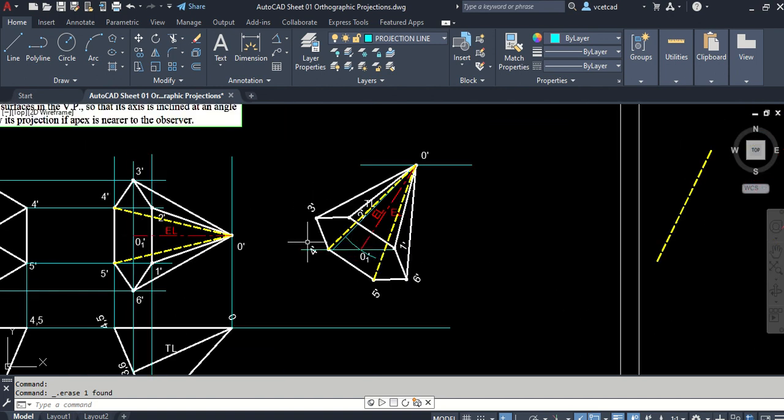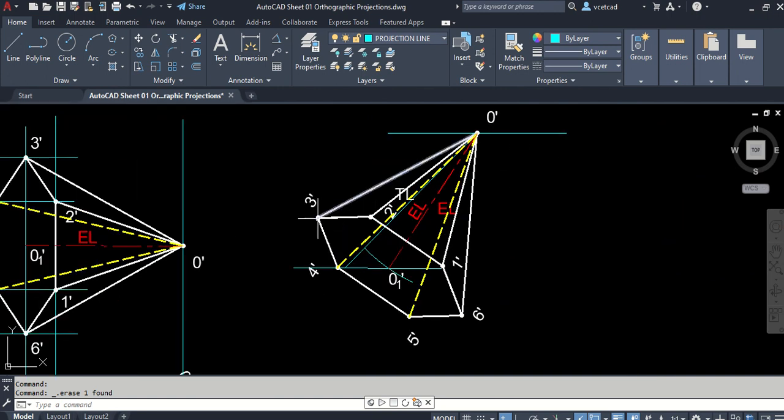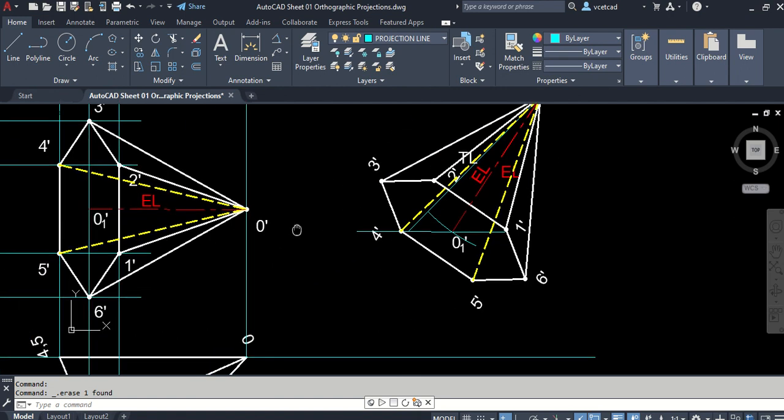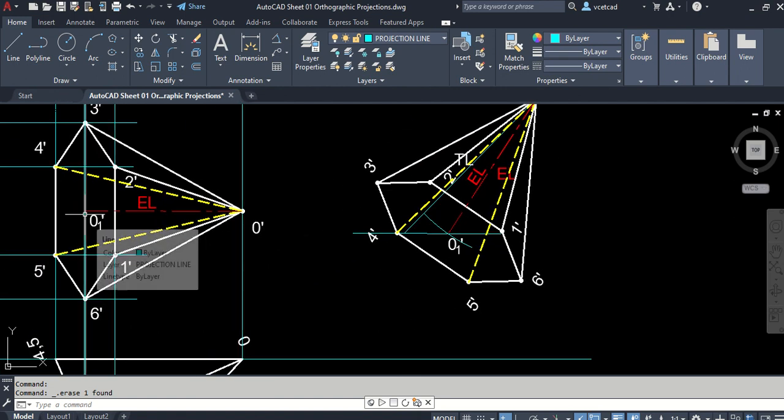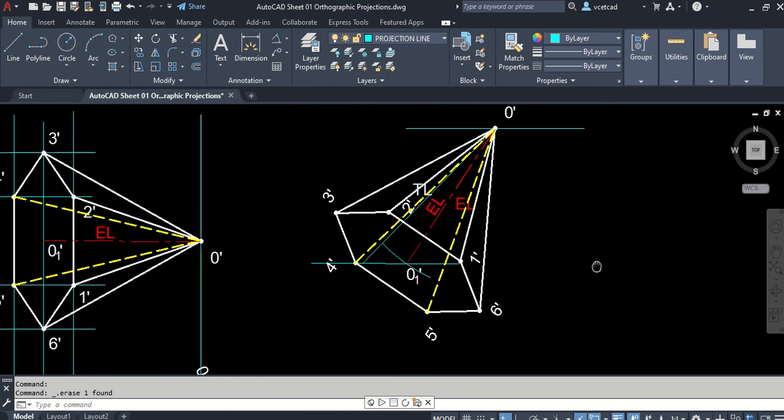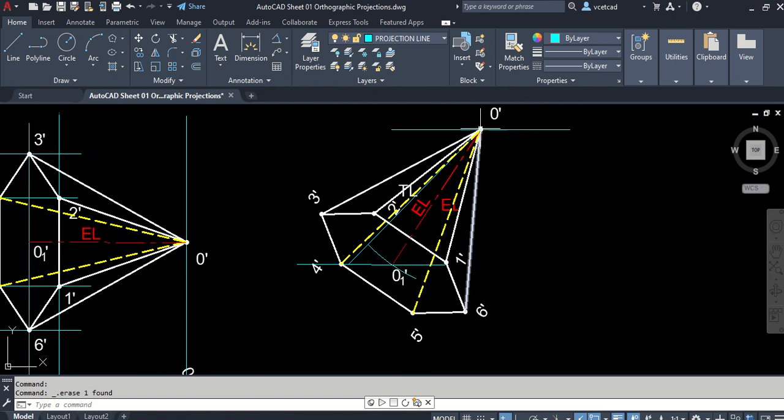Similarly, take O dash to 3 dash in the compass and from this point cut an arc. Wherever these two arcs intersect, that will be my point 3. Similarly, on the other side, take the distance O1 dash to 6 dash in the compass and cut an arc, and from O dash to 6 dash take the distance and cut an arc from point O dash. Wherever these intersect, that will give you point 6.